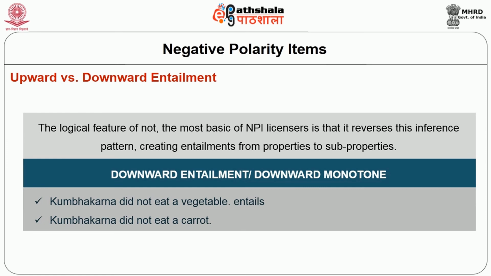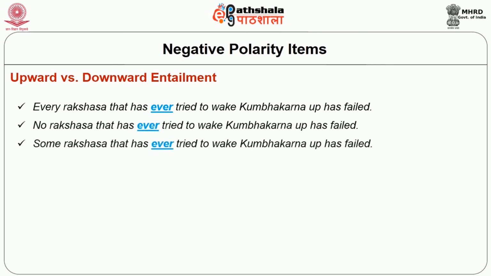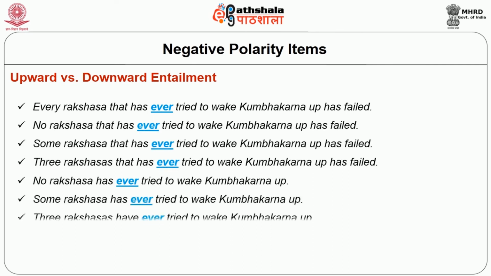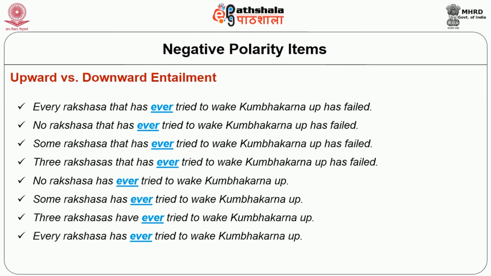If we take a sentence with a quantifier of the form determiner, restriction, predicate and check where an NPI can occur with this structure, we get the following pattern. In every good sentence where NPIs are licensed, the NPI, the negative polarity items like any and ever, are in a context that is a downward entailing environment. So for example, every Rakshasa that has ever tried to wake Kumbhakarna up has failed. No Rakshasa that has ever tried to wake Kumbhakarna up has failed.